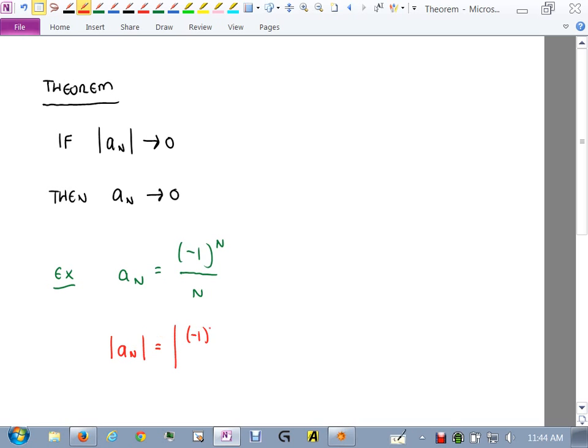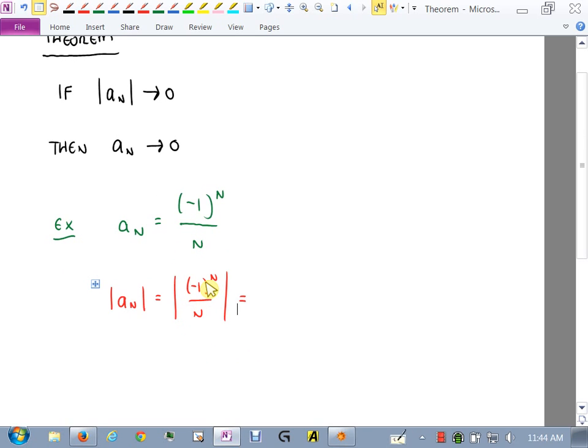Absolute value of -1 to the n over n. When you take the absolute value of -1 or 1, the top doesn't matter. What is it? 1. And then over the absolute value of n, which is just n, because n is positive, so it doesn't matter. So the absolute value of a sub n is 1 over n, and what does 1 over n go to? We already know that. That goes to 0. So if the absolute value of a sub n goes to 0, then so does a sub n itself. So the conclusion is that -1 to the n over n also goes to 0 by theorem.